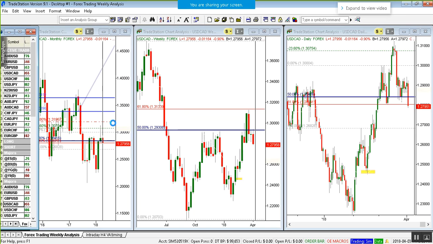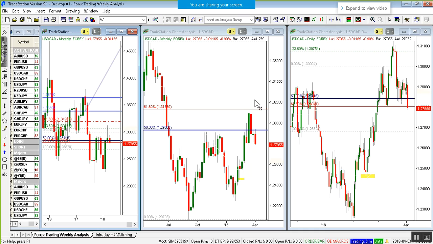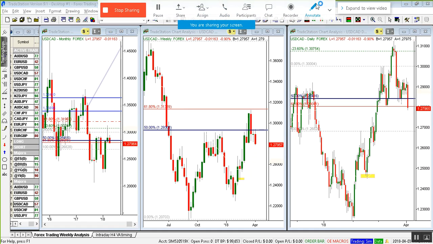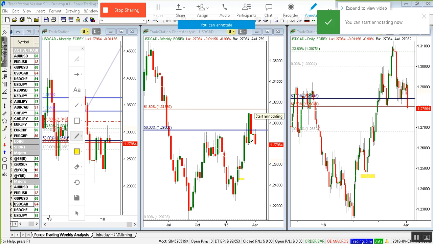US dollar Canadian dollar is showing weakness here, and has also broken that extension short. So formally, the weekly bull bears here are in control.